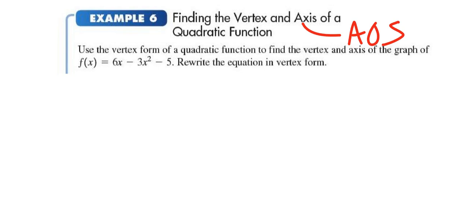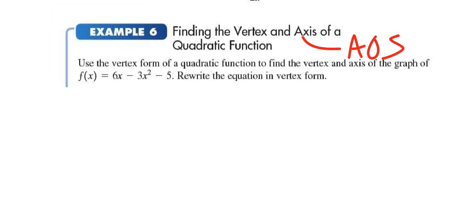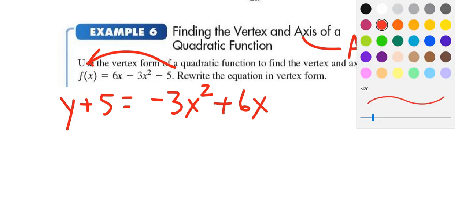We can do this quickly, hopefully. Move the 5. Don't do that. Move the 5 over to the other side so we'd have y plus 5. I noticed that they tried to trick me by rewriting the quadratic in the linear terms, but I'm not going to fall for that. Hopefully you won't either.